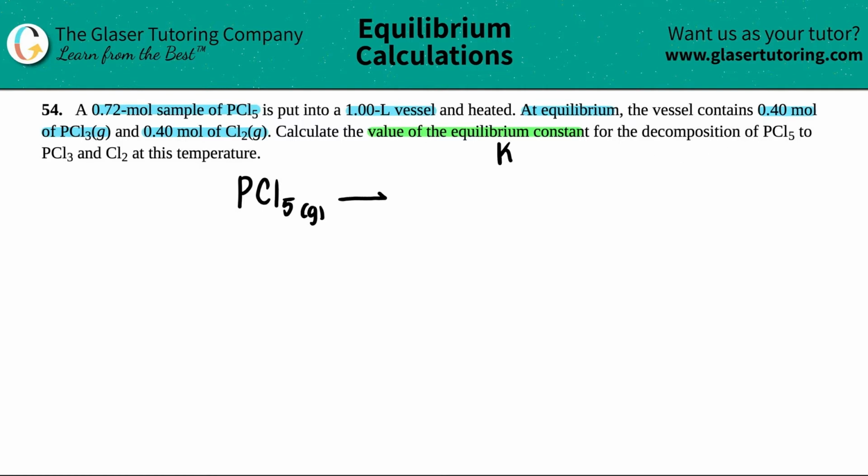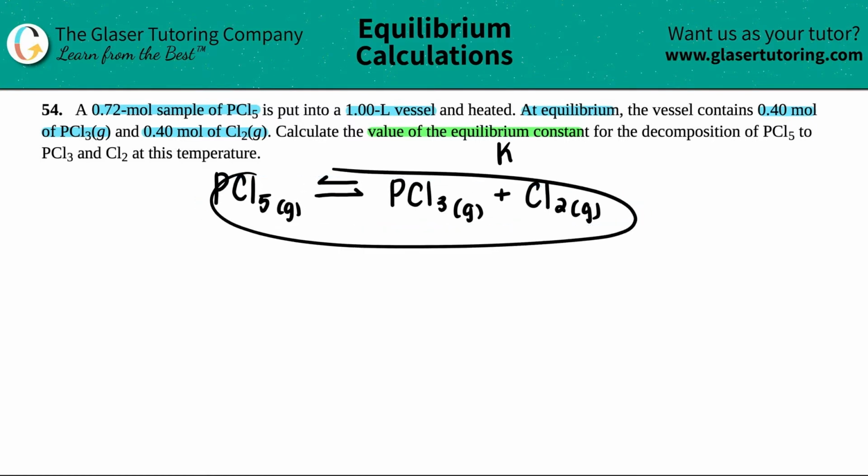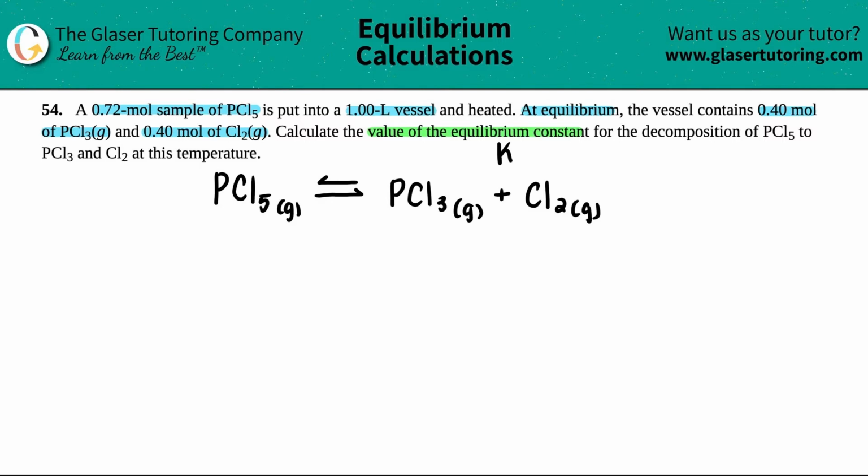So it turns into, and we're talking about equilibrium, so I do need to see those double arrows, into the two products, PCl3. Specifically, they said that this was a gas. And the Cl2, this was also a gas. Now just make sure, if I move this over a little bit, is this equation balanced? You could pause the video and check to see if it's balanced, but it looks pretty balanced to me.